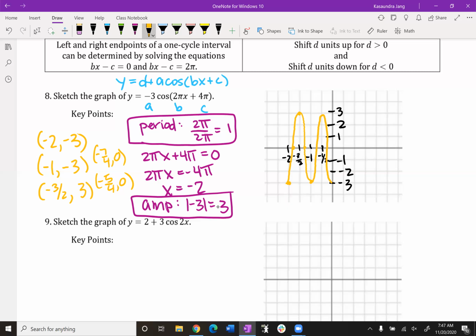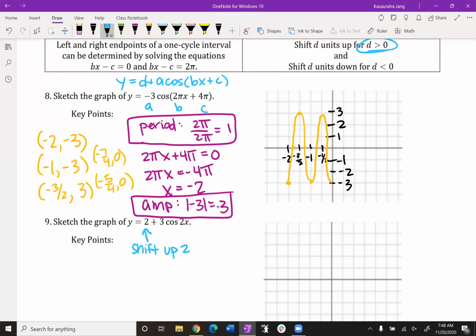And then for number 9, this one actually does have something added up front here. This kind of has a D value that we didn't have on number 8. So this 2 is going to be a vertical shift. So this is what our D does right here. It'll shift either up or down depending on whether it's a positive or negative. This is a +2, so my D is greater than 0. It's a positive number. We will shift the entire graph up 2.